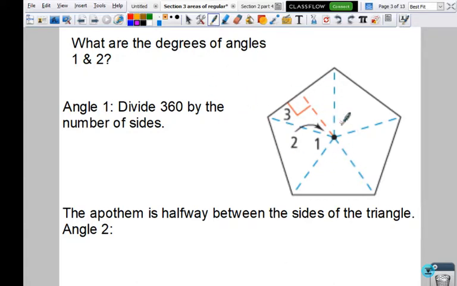Okay, to start with, we're going to find some angles inside here. So, angle 1 is made up of when I have 2 radii. Angle 1 is in between them. And to find that, we take 360 and we divide it by the number of sides. So for angle 1, since I got 5 sides, right? I'm going to go 360 divided by 5.